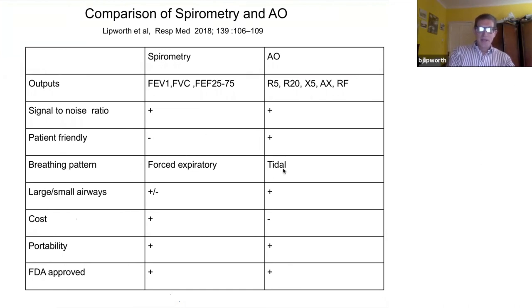The breathing pattern in oscillometry is measured at tidal, normal, quiet breathing, whereas spirometry is a forced expiratory maneuver. Now, how many patients do you see in everyday life doing a forced expiratory maneuver, whereas everyone breathes normally at tidal volume? You can distinguish between large and small airways very easily with airway oscillometry, but it's much more difficult with spirometry, even measuring FEF25-75. The one advantage that spirometry does have is it's relatively inexpensive in terms of the machine compared to airway oscillometry. They're both portable, at least with the Tremoflo portable, and they're both regulatory approved by the FDA.